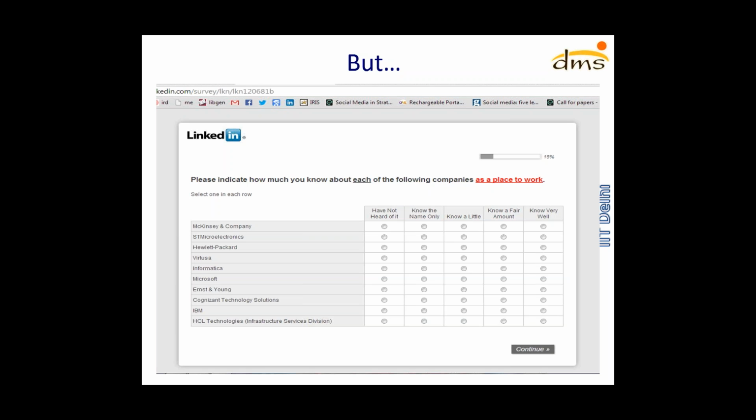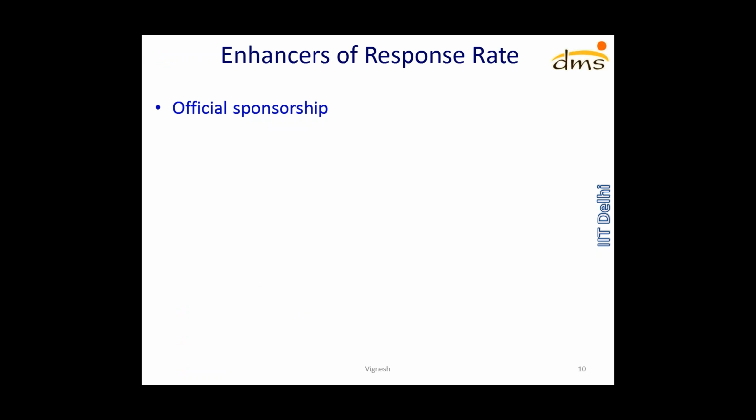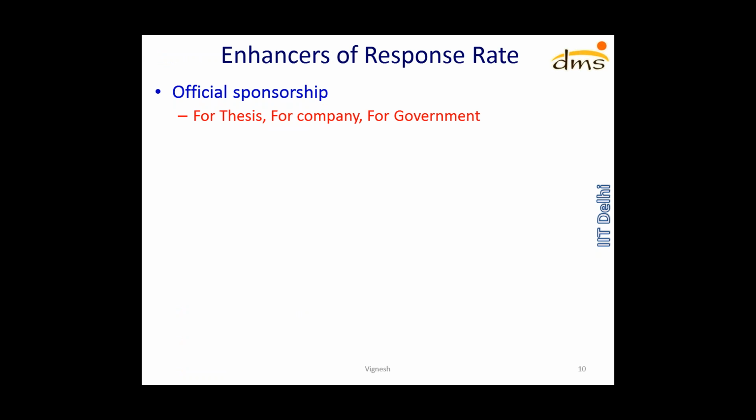How do I really improve it? How do I enhance the response rate? If I have an official sponsorship, if I'm doing this survey for a thesis, or for a company, or for a government, say that very clearly. If I'm doing it for a thesis, use my institute logo. If I'm doing it for a company, use the company's logo. If I'm doing it for the government, say it's from the government.